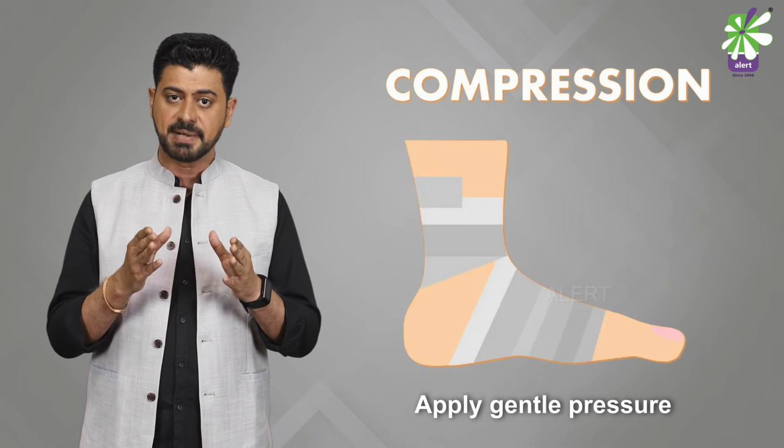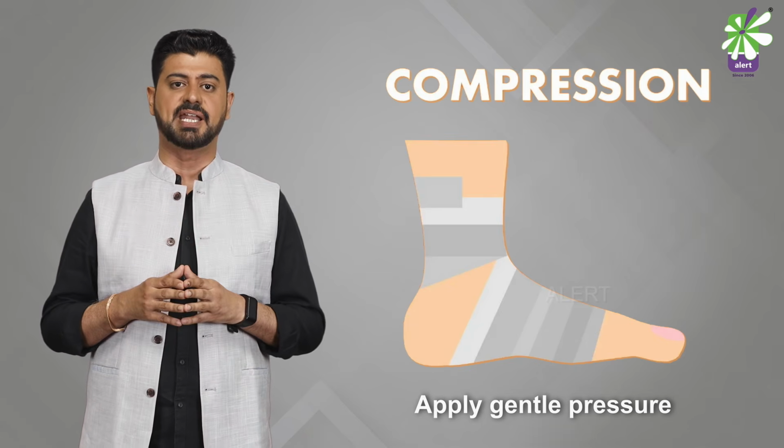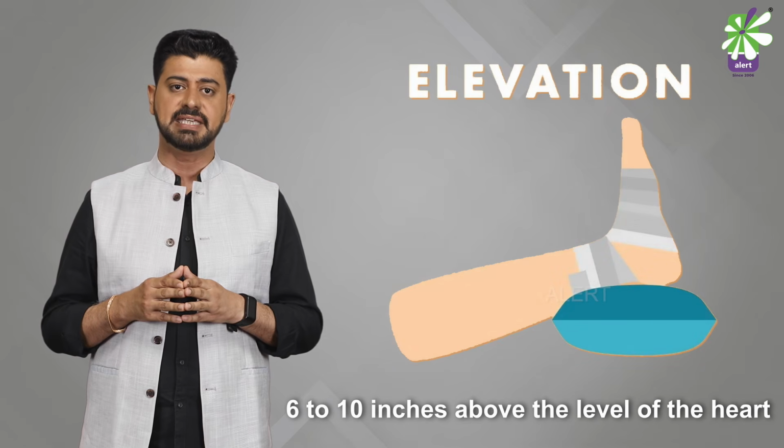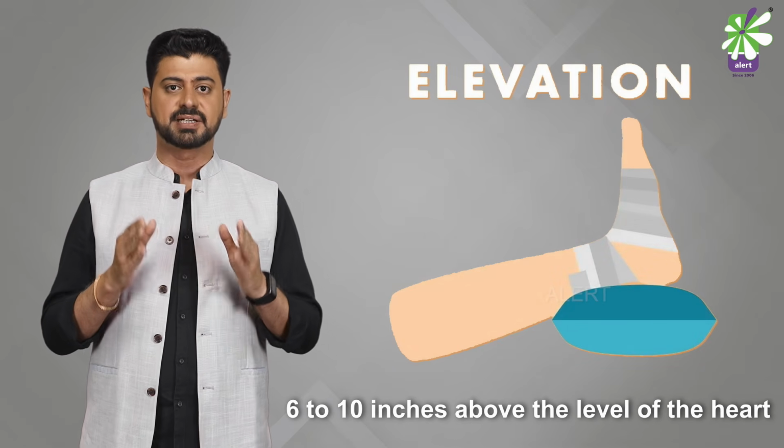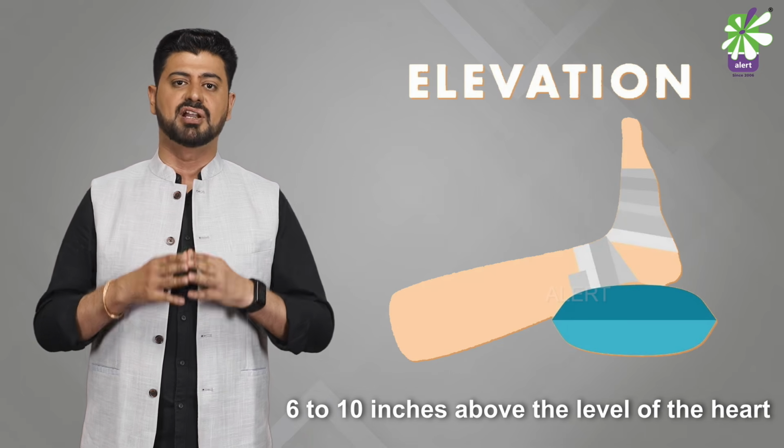C for compress. Apply gentle pressure to reduce the swelling. And finally, E for elevate. Raise the injured limb 6 to 10 inches above the level of the heart.